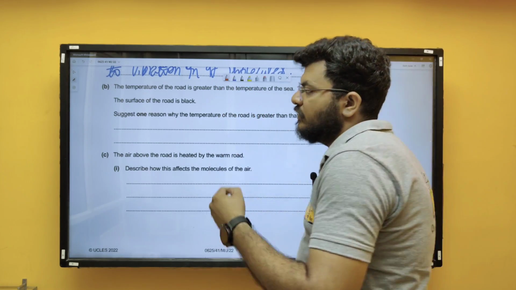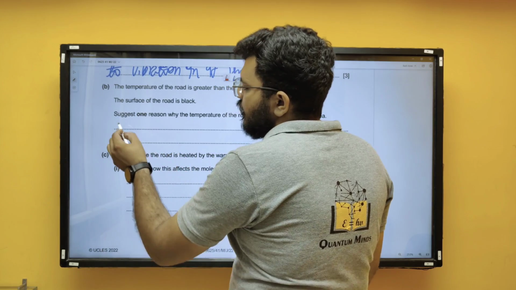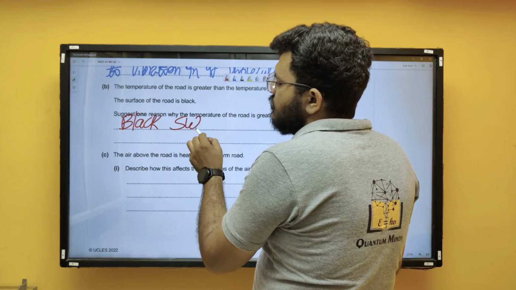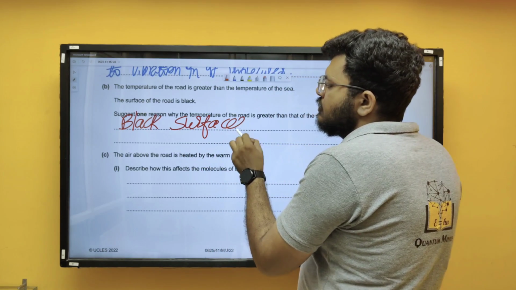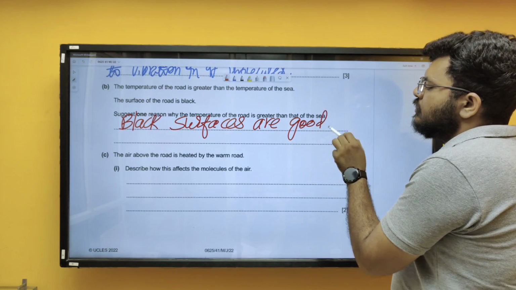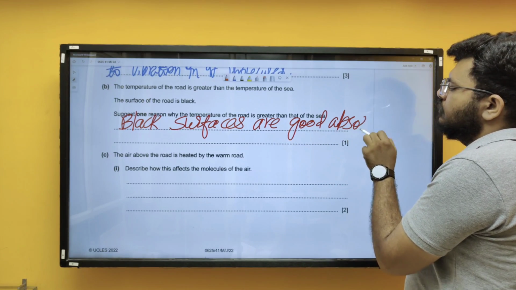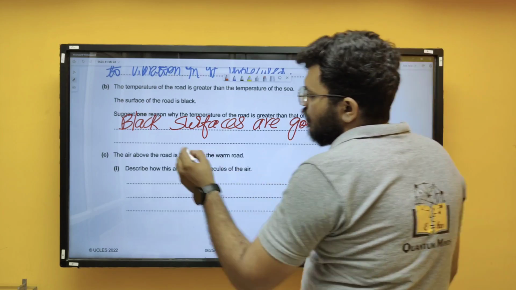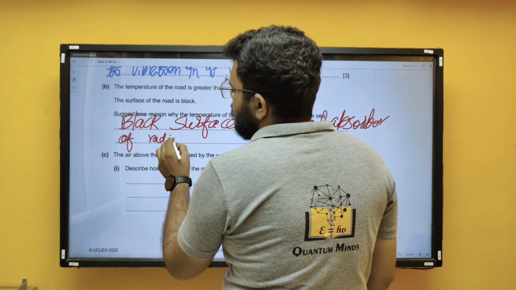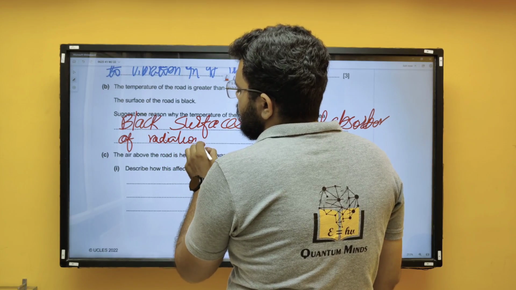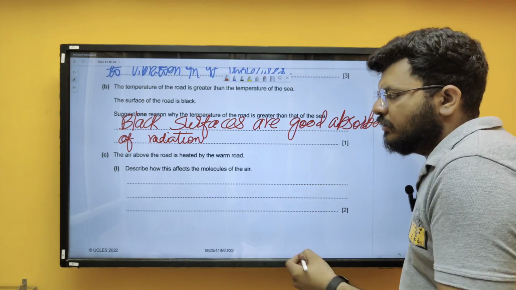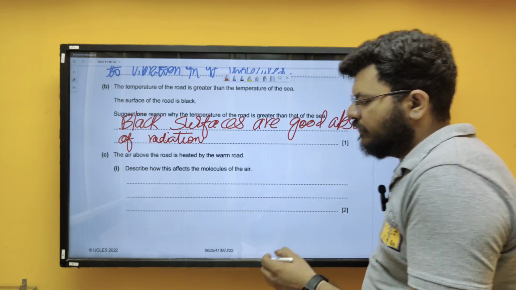Because black surfaces are a very good absorber of radiation. Black surfaces are good absorber of radiation. The air above the road is heated by warm road. Describe how this affects the molecule of the air.